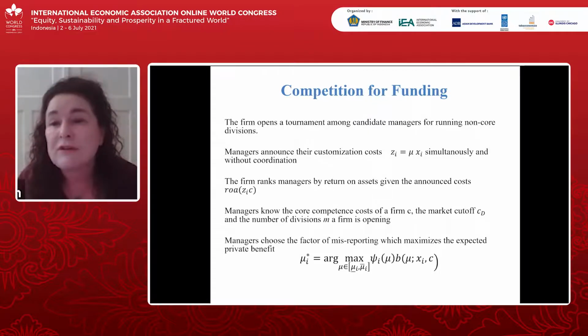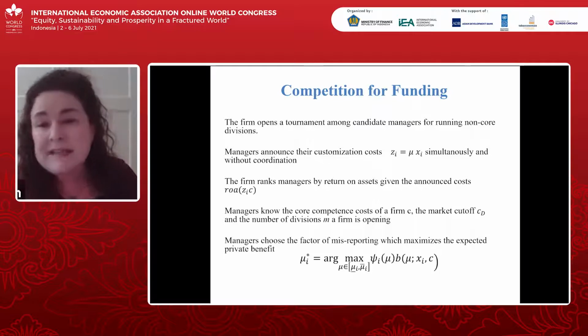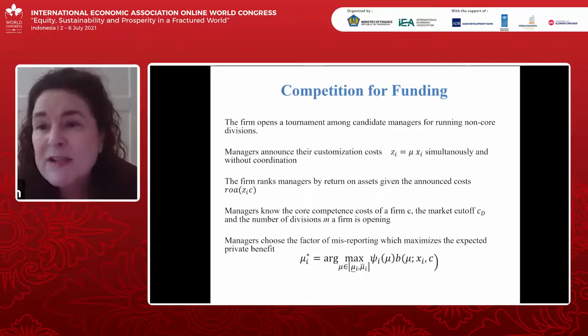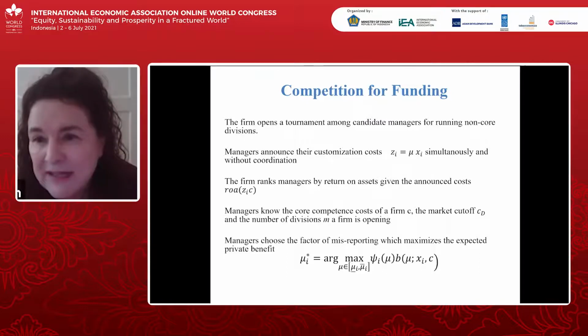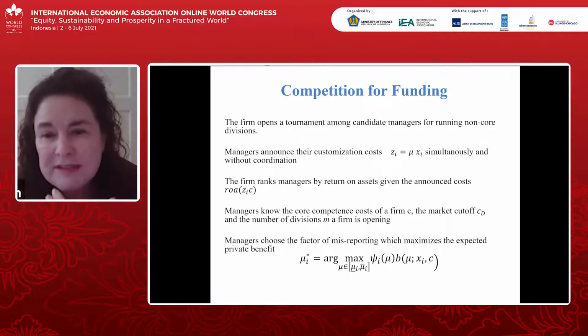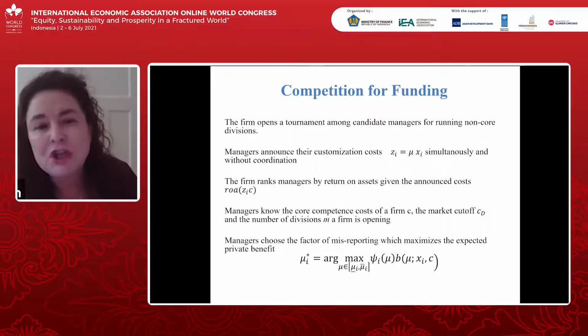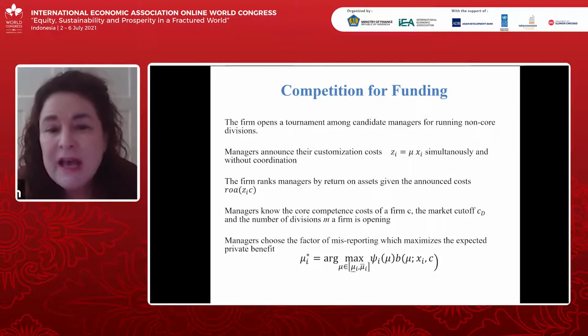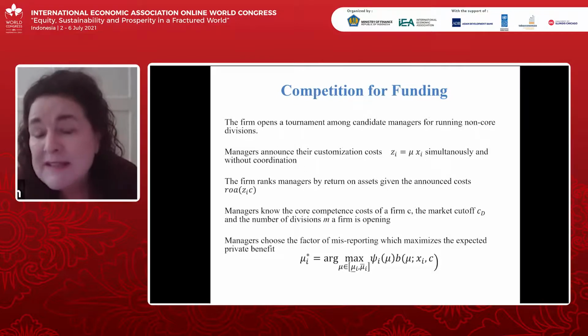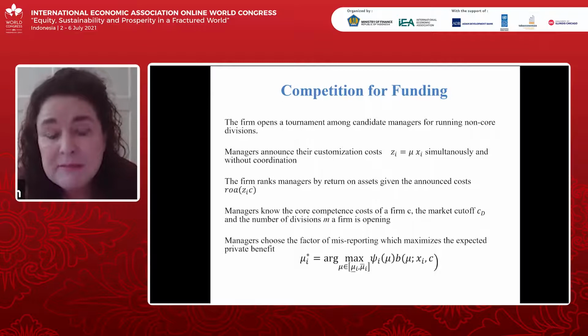What is the market cutoff CD? This is the cost level at which the firm can barely survive in the market. And CD is a sufficient statistic to describe the amount of competition in the market. So the manager knows CD, and the manager knows the number of divisions a firm is going to open. And then managers choose the factor of misreporting, which maximizes their expected payoff.